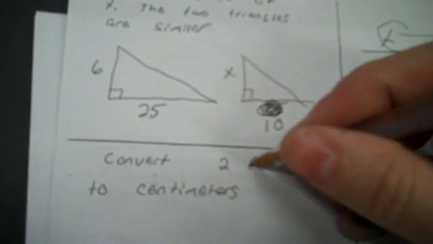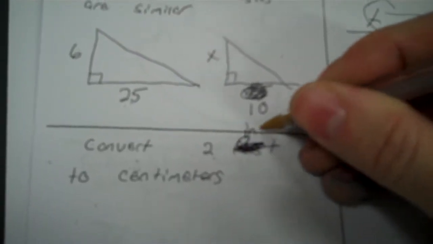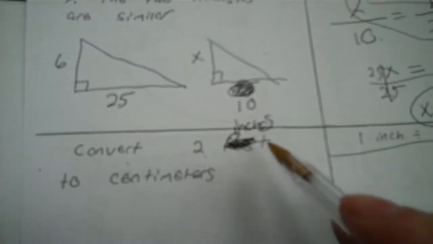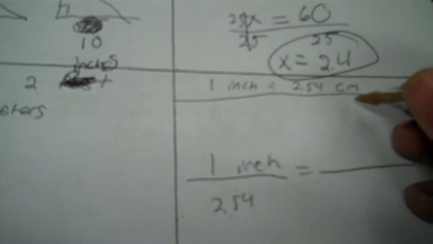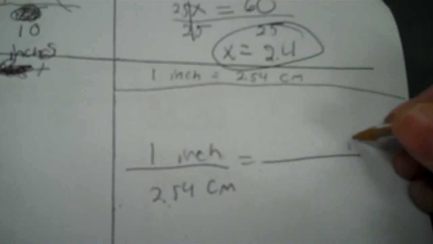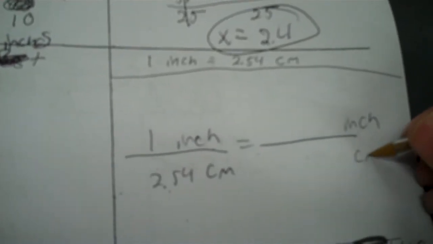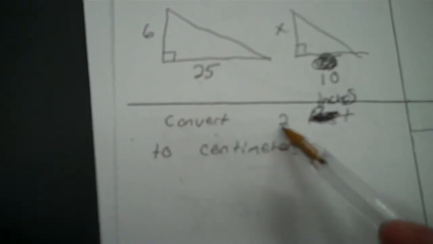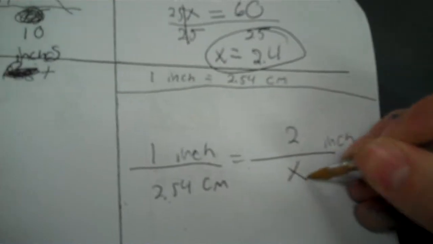Alright, next one. 2 feet, whoops, I screwed this up. That's supposed to say 2 inches, okay, inches. Sorry about that, 2 inches. Okay, you're going to put 1 inch and then 2.54 cm. And then remember to align your labels the same, okay? It's 2 inches, and I got to figure out the centimeters.